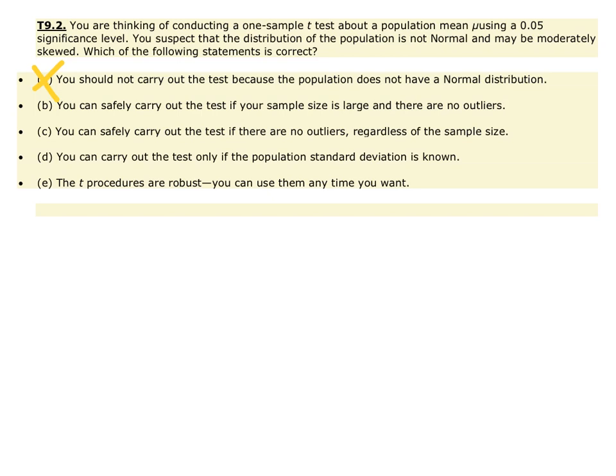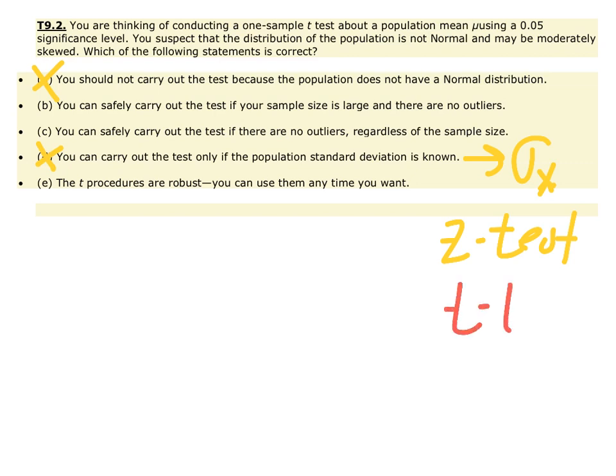Letter D in this case is also not an option. It says you can carry out the test only if the population standard deviation is known. In this case, if the population standard deviation is known, which is sigma sub x, then what you would use for this test would be a z-test. Now, if we don't know it, the only difference is instead of doing a z-test, we would do a t-test. So that's not going to be a problem at all.